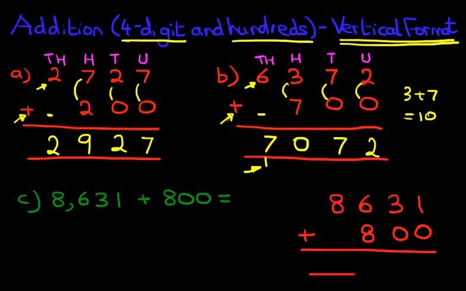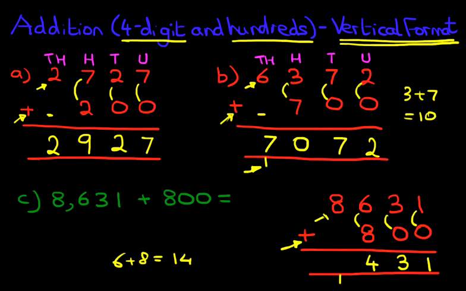Have a practice and you'll soon get the hang of this. Okay, so let's do the addition. So okay, on the right hand side, 1 plus 0 and 3 plus 0. They don't change because we're adding 0. How about the hundreds? We've got 6 plus 8. Now you should know this. 6 plus 8 is 14. So we put 1 here and 4 here.